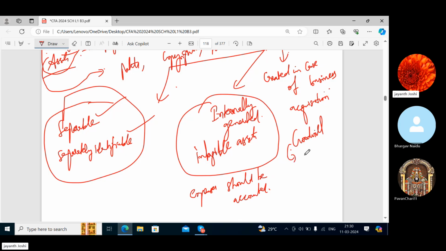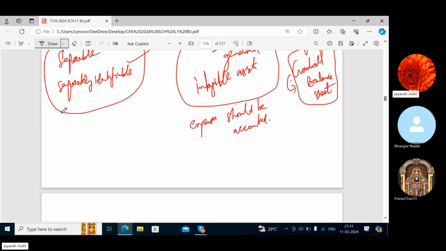Any intangible asset created in case of business acquisition, like goodwill, can be shown in the books, in the balance sheet. That means goodwill which is inseparable cannot be shown, but here there is a value which has got created in case of goodwill, right? So this is the point.